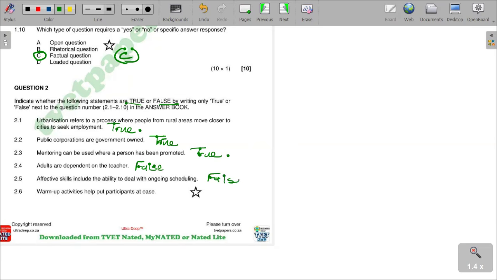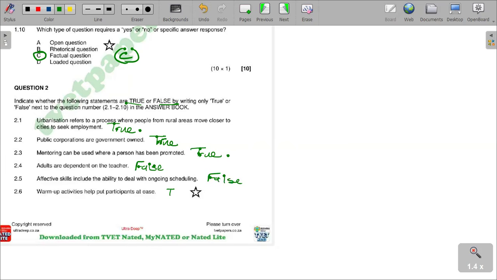It does not include the ability to deal with the ongoing scheduling. Right. Let's move on to 2.6. Warm-up activities help put participants at ease. That's a true statement, right? Warm-up activities may be small talk, just to create a favorable atmosphere so that the participants will be more relaxed before the actual learning process, right?